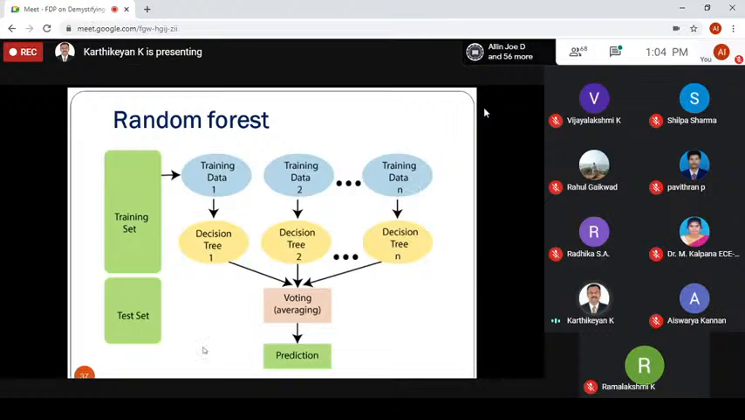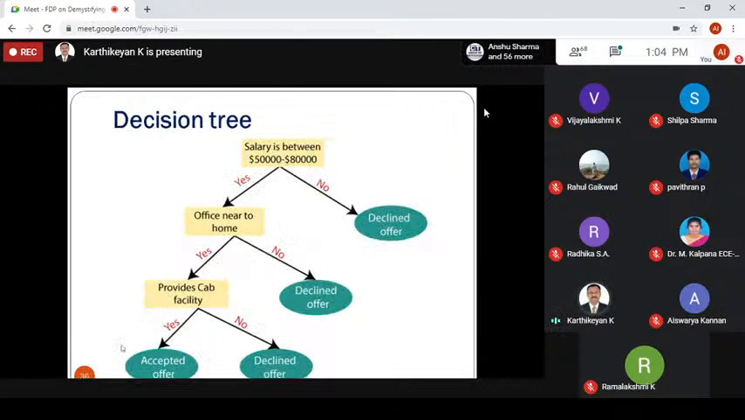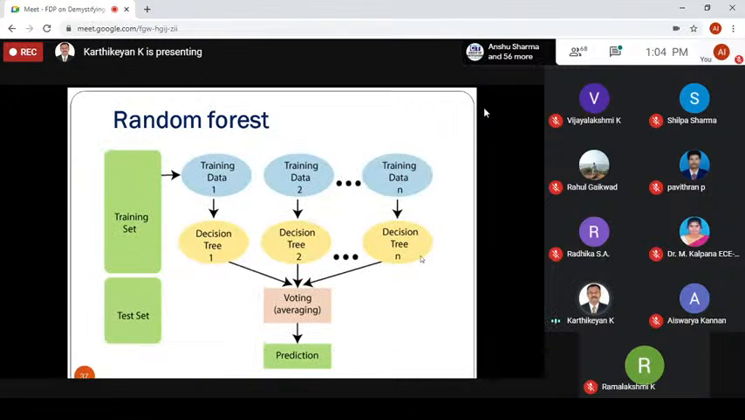Right? So this is about a random forest. Basically, these two are different. The decision tree is an integral part of the random forest process. Look here, the decision tree is an integral part of the random forest.